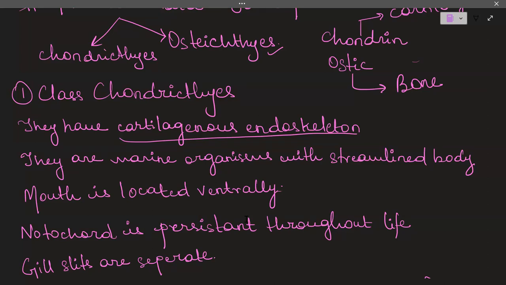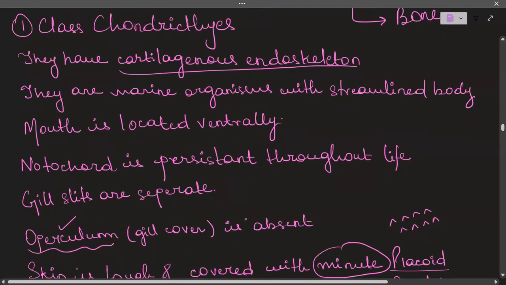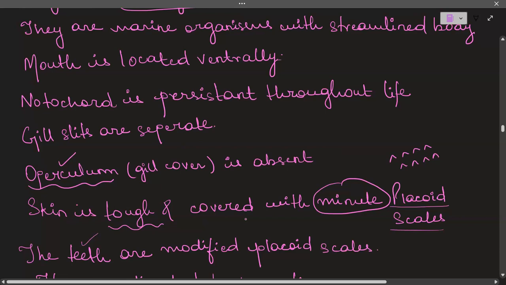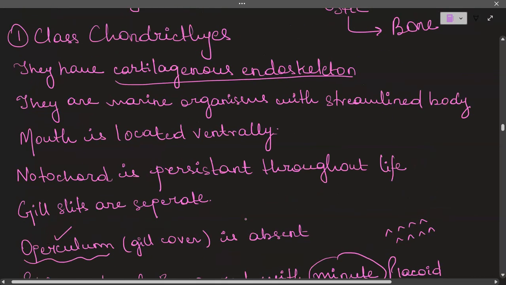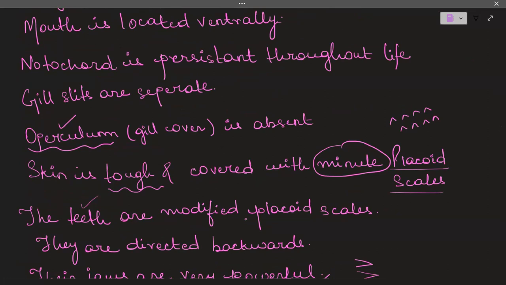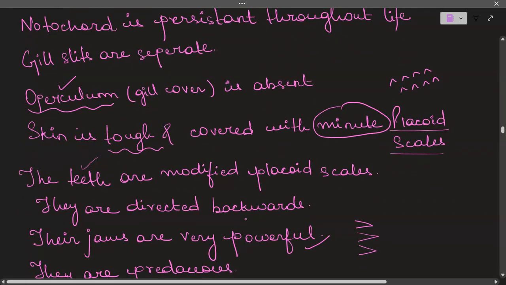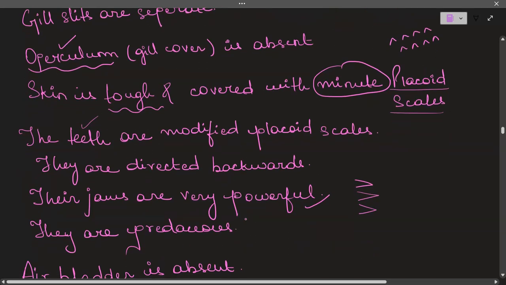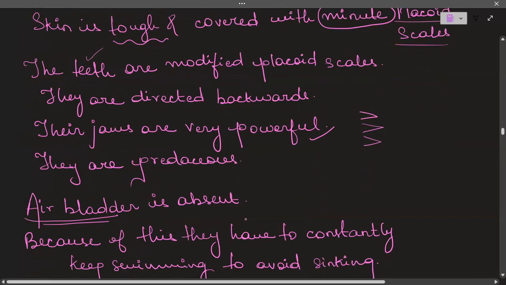They are cartilaginous fishes. Now, they are marine with a streamlined body. The mouth is located in a ventral position. The mouth is ventral. The notochord is persistent throughout their life. The gill slits are separate. The operculum, which is the gill cover, is absent in Chondrichthyes. The skin is tough and covered with minute scales that are known as placoid scales. Now, the teeth are modified placoid scales. When the placoid scales are modified, the teeth are there. They are directed backwards. Their jaws are very powerful and they are predaceous.